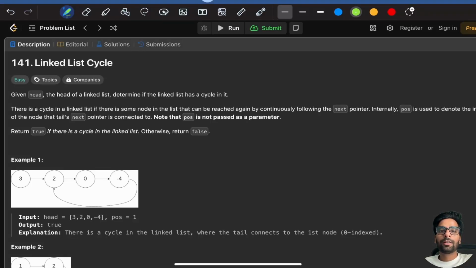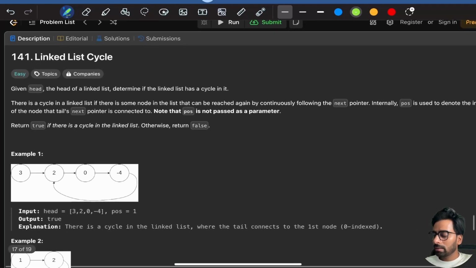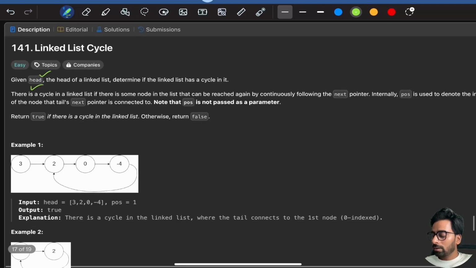Today we are going to take another question from the Blind 75 series. This is LeetCode 141, Linked List Cycle. We have to detect the cycle in a linked list. So for an example here, whenever a linked list is given, we'll be given the head of the list, the first node of the list. And we need to find out if there is a cycle.